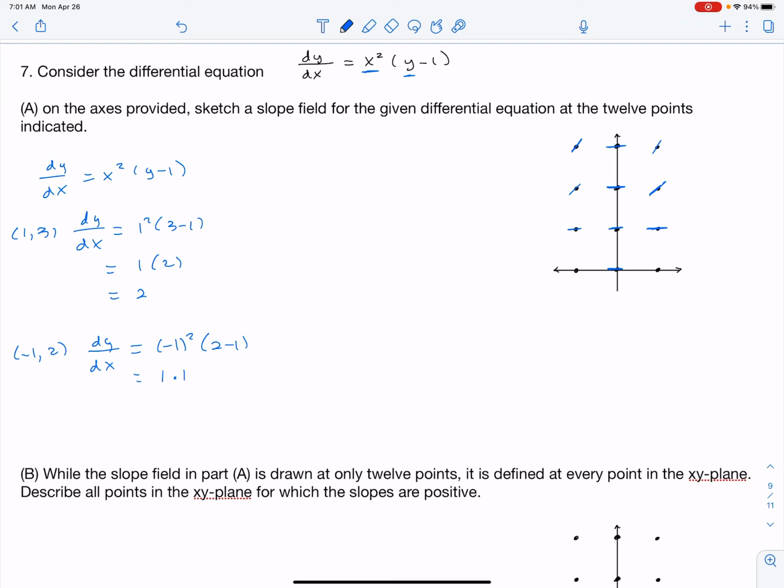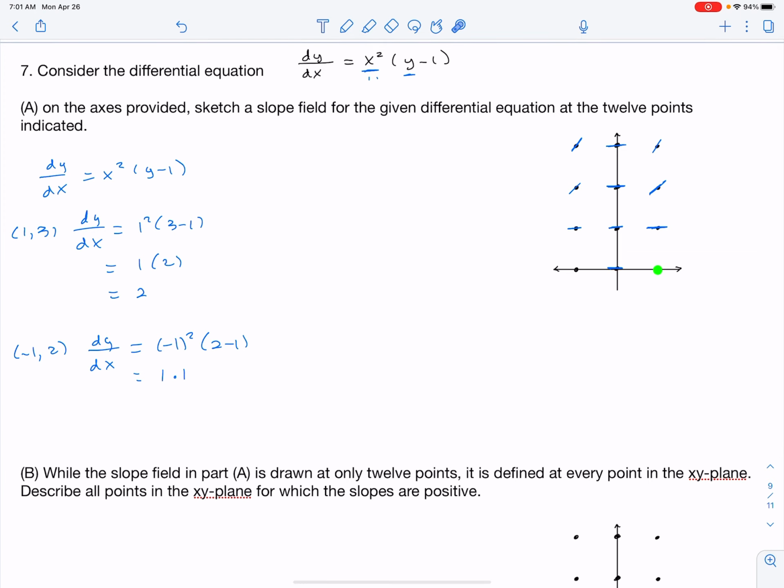Let's do this point. Sorry, you can't see that. So x is 1. In this case, y is 0. So this is -1. And actually, this is going to be the same thing on the other side. Boom. Done.